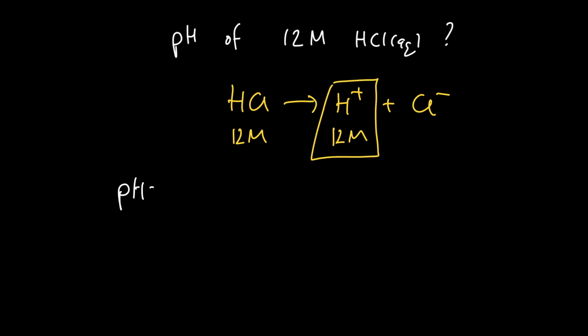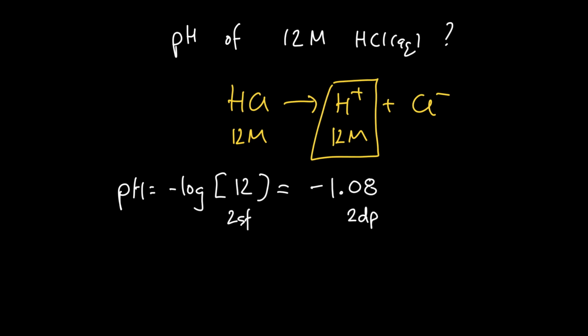We find the pH by taking the negative log of the H+ concentration, which is 12, and if we do that on a calculator, we get something kind of interesting. We get minus 1.08. So 2 significant figures becomes 2 decimal places. And you might look at that and say, well, hold on a second. I didn't know you could have a negative pH. And the answer is, yeah, you can.